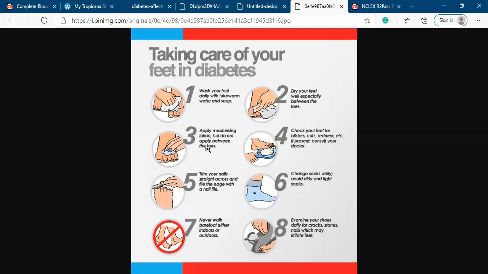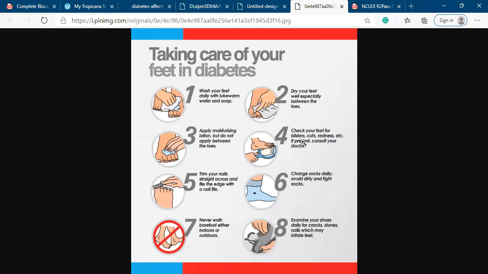Then we have to apply some moisture. Apply the moisture to the feet, but not between the toes. And also wear the cotton sock, right? No synthetic fabrics. So check the foot for any kind of blister, cut, or redness. If you see some of them, you have to contact the healthcare provider. So as I told, you educate your patient, they have to wear the cotton sock, no synthetic fabrics.